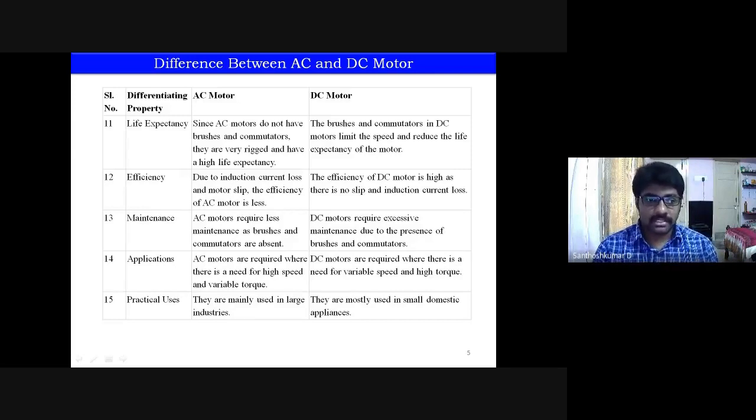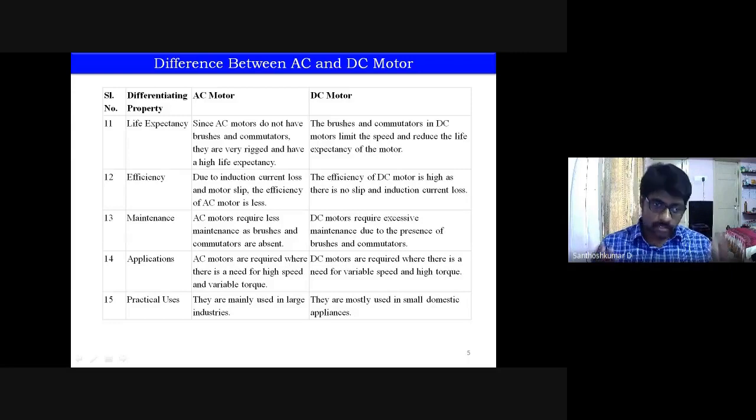Okay, the next thing is efficiency. In any motor or machine there are losses, but if we reduce the losses we can improve the efficiency, because we know efficiency is output power divided by input power, that is output plus losses. The losses we know in motors are eddy current and core losses and mechanical losses. We will discuss these in detail in further topics. But here, just remember that due to induction current loss and motor slip, the efficiency of the AC motor is less compared to the DC motor. Here the efficiency is high because there is no slip and no induction current loss.